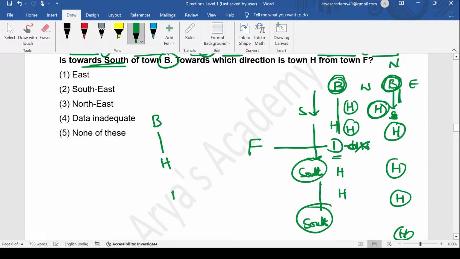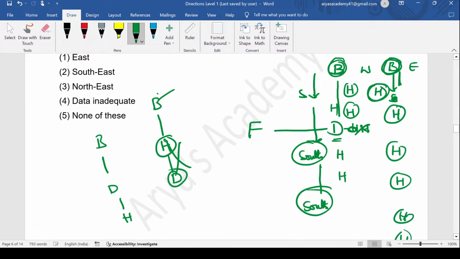I can do it like this, right? H is south of B and D is also south of B. Or else I can do it this way also: B, D followed by H. In this statement, H is towards south of B is correct. In this statement also, H is towards south of B only. So I can write H above D or I can write it below D. But I don't know where he is.